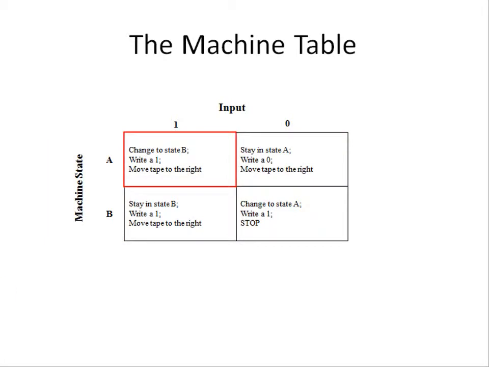So if the machine is in state A, and it reads a 1, it will change its internal state to B, write a 1 over the previous one, and then move the tape 1 square. If it is in state A, and it reads a 0, it will remain in its current state of A, write a 0, and move the tape 1. If the machine is in state B, and it reads a 1, it will remain in state B, write a 1, and move the tape 1 square to the right. If the machine is in state B, and it reads a 0, it will change its internal state back to A, write a 1 over the 0.